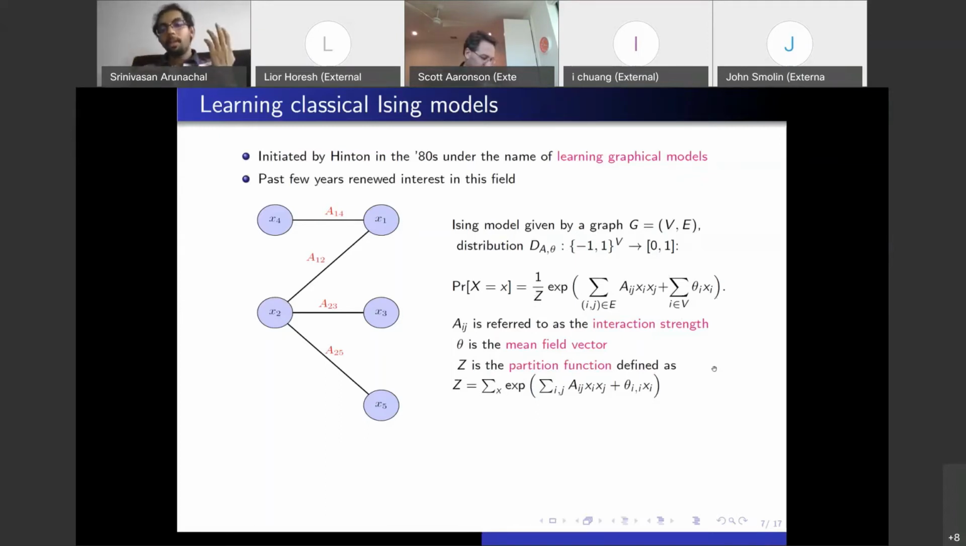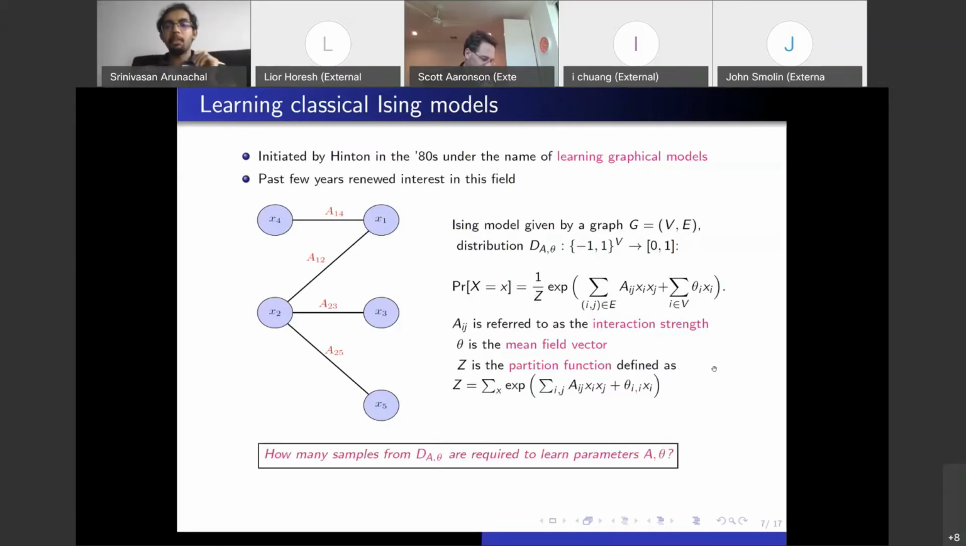The question that people in classical Ising model learning care about is: given samples from this Ising distribution D, where this distribution just depends on these edge weights and the values associated at these vertices, can I learn these interaction strengths? So given samples from this distribution D, give me an approximation of A14, A12, A23, and A25.